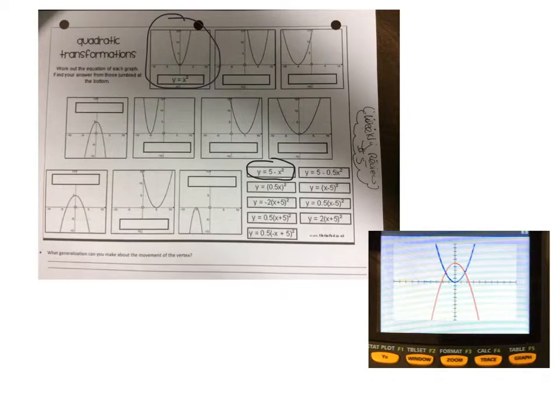So it might look like it could be one of these two choices, because they both are flipped upside down and they both go through 5 on the y-axis, but it's actually going to be this top one, y equals 5 minus x squared, because that's the one that has the same width. It didn't change. The one below it got a little bit wider.